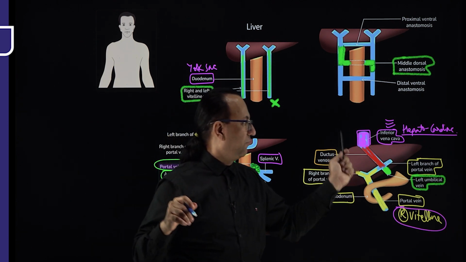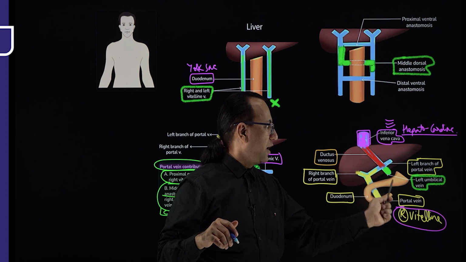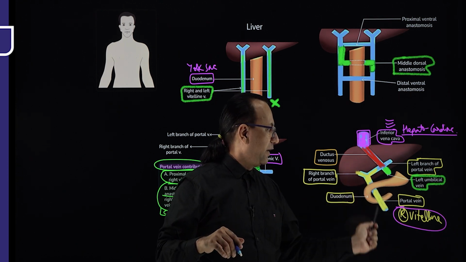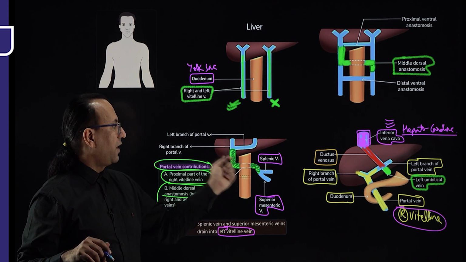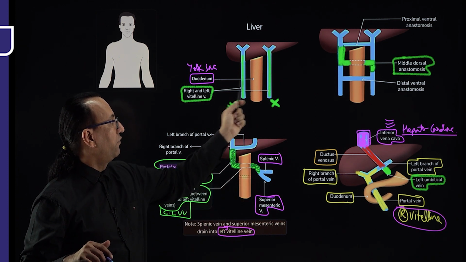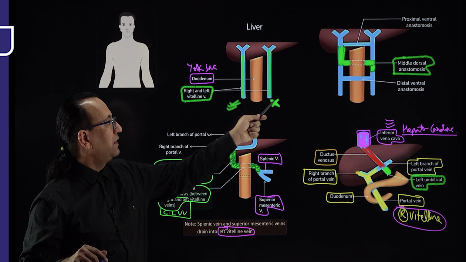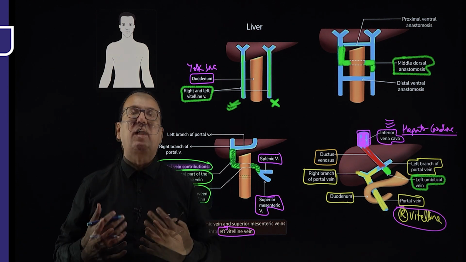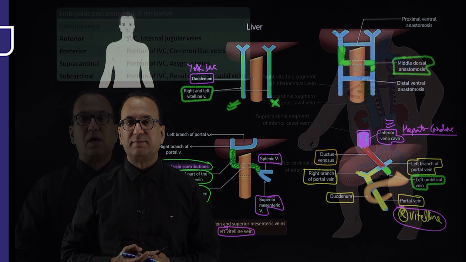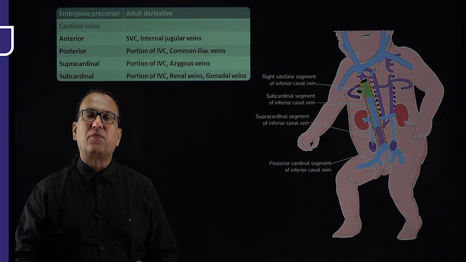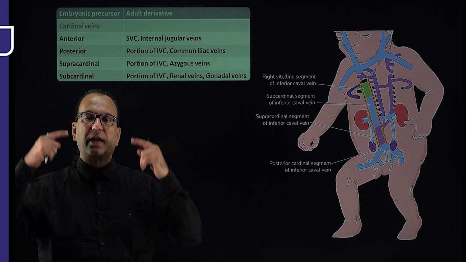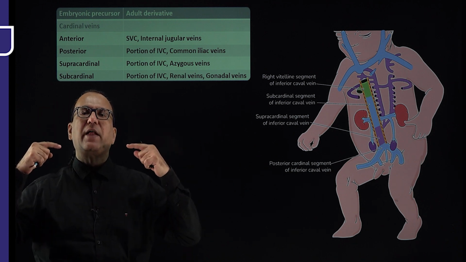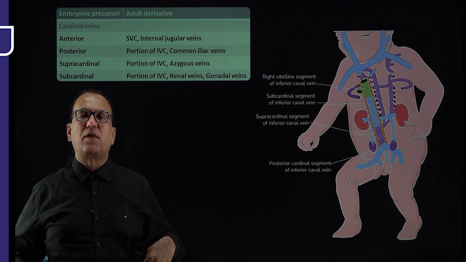So may it be the inferior vena cava terminal portion, the ductus venosus, or the portal vein, or the mesenteric vein, splenic vein, all of these are developing from the vitelline vein. This is the portal venous circulation contributed by the vitelline vein. And here in this diagram, we are focusing chiefly upon the cardinal veins. The anterior cardinal vein contributing to the superior vena cava and the posterior cardinal vein contributing to the inferior vena cava.